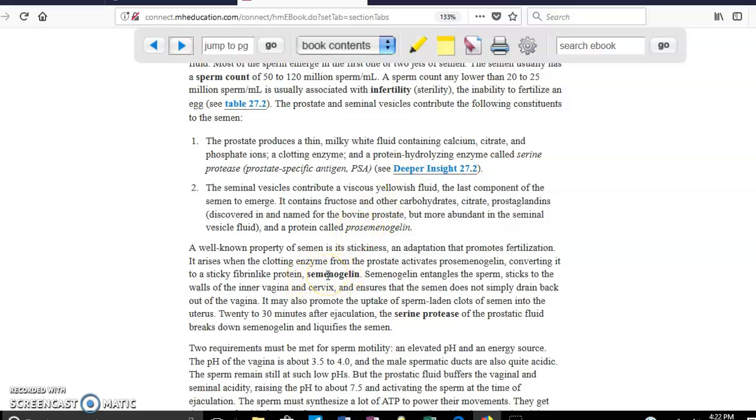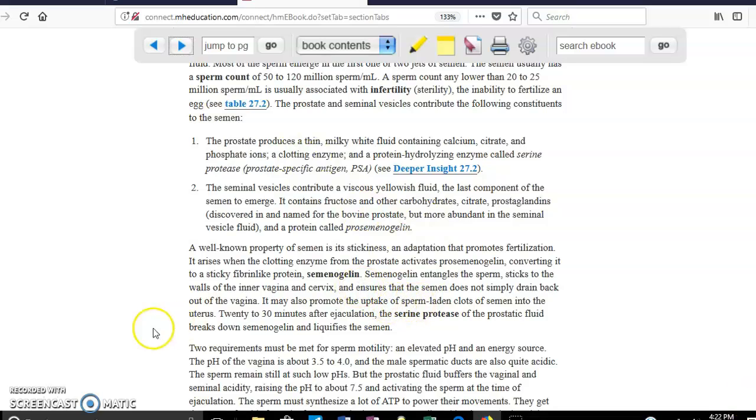Seminogellin is very important because this is going to provide the stickiness the semen is going to have, and that's very important so the spermatozoids can remain in semen and can actually get inside the female reproductive system. Now, the stickiness of the semen will remain viable maybe like half an hour, because after that, the serine protease, which again is an enzyme produced by the prostate, is going to liquefy the semen.